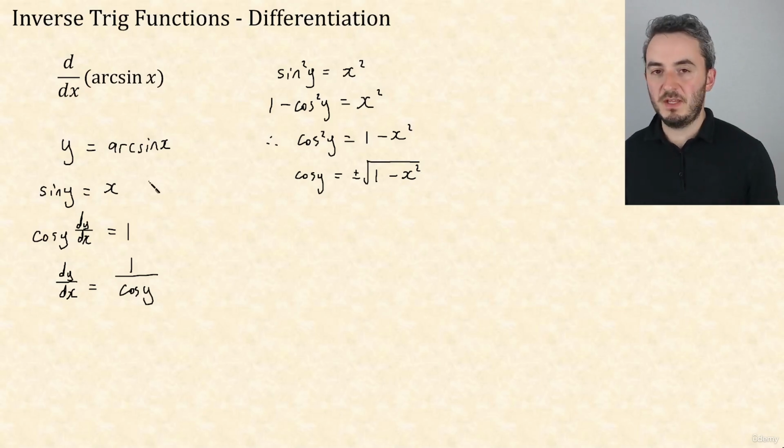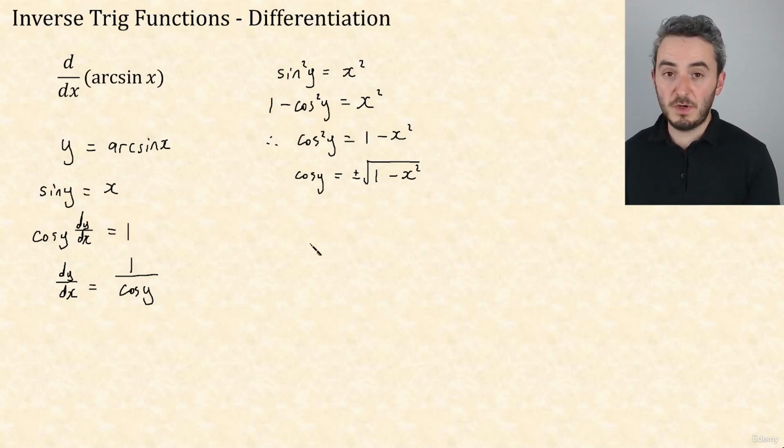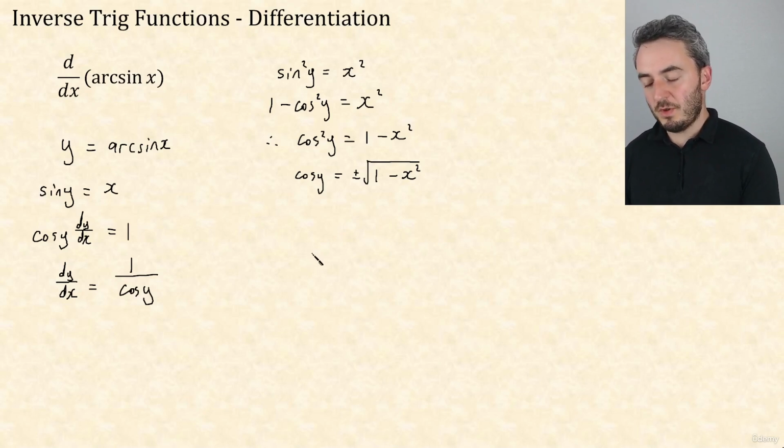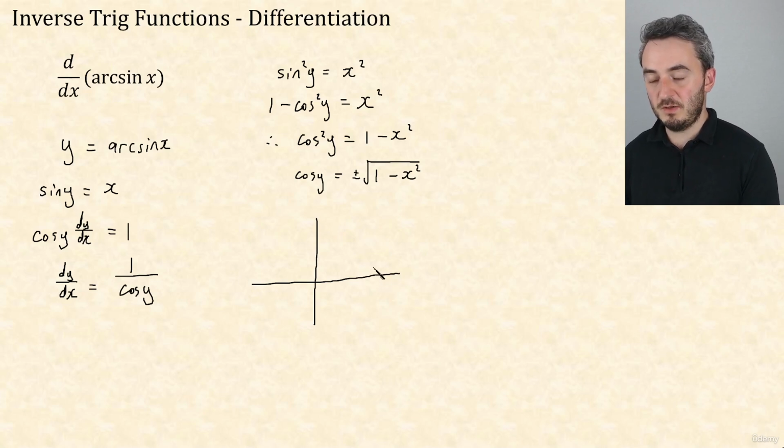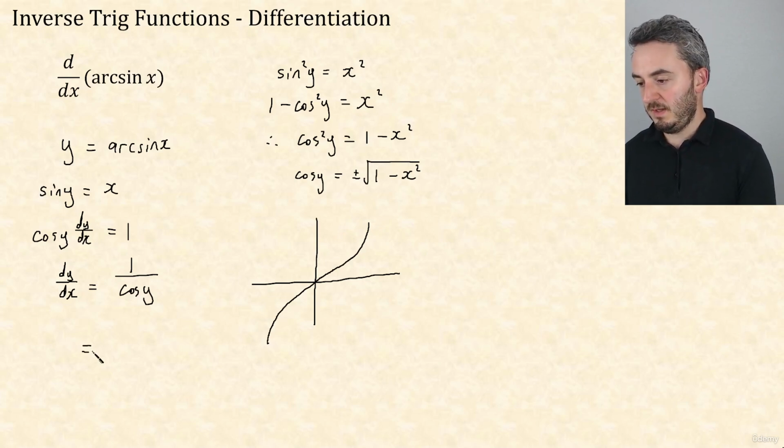Well, there's a couple of ways of thinking about this. Both of them rely on the graph a little bit. If you think about what the graph of arcsine x looks like, maybe you haven't thought about this for a while, it's a reflected sine graph. It looks like this. One simple point is that you can just see the gradient of this is always positive. It's never got a negative gradient, which means we'll have the positive version of root 1 minus x squared, and we get 1 over positive root 1 minus x squared.